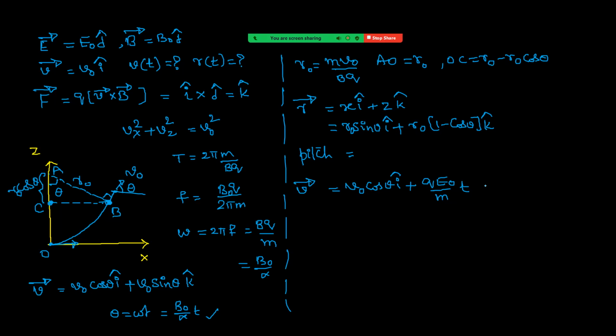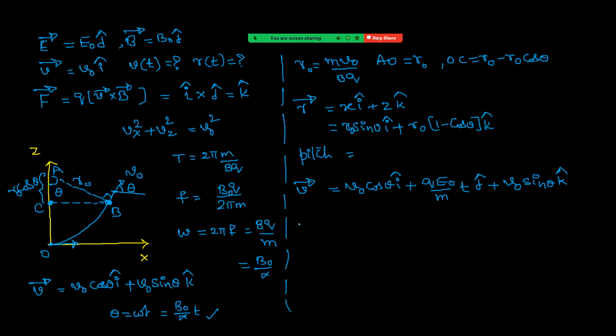This is the y component of velocity, j cap, plus the remaining one, v naught sine theta k cap. So that is the only change. Here what I'm saying is the path is helical with increasing pitch, because speed is increasing, or you can say the component of velocity along the magnetic field keeps on increasing because of the electric field vector.